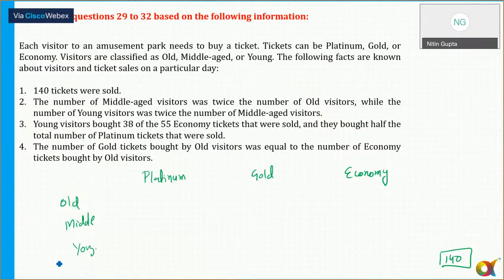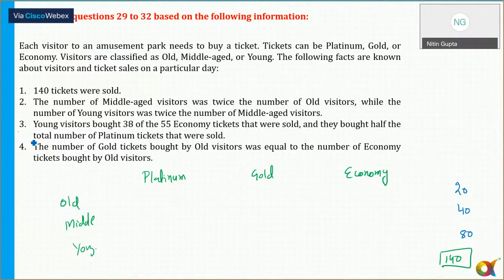The number of middle-aged visitors is twice the number of old visitors. So if old is X, the middle is twice, 2X. While the number of young visitors is twice the middle-aged. So the sum of these equals 140. I'll get X equal to 20: old age is 20, middle age is 40, and the young is 20 into 4, that is 80. So 20, 40, and 80. I hope that it is clear.